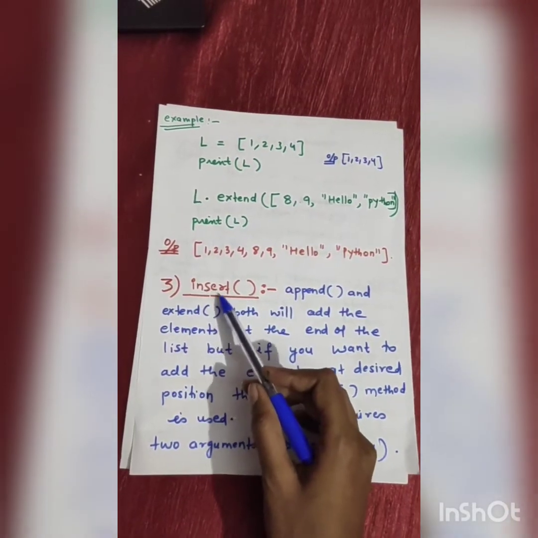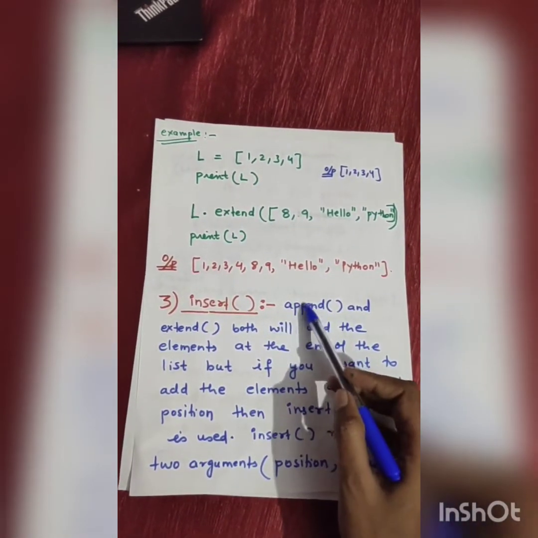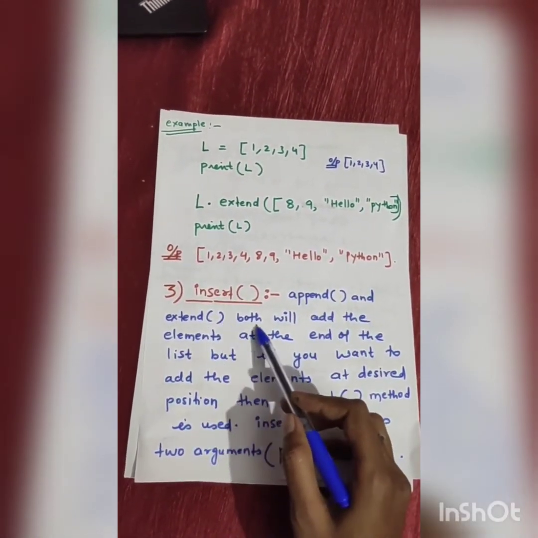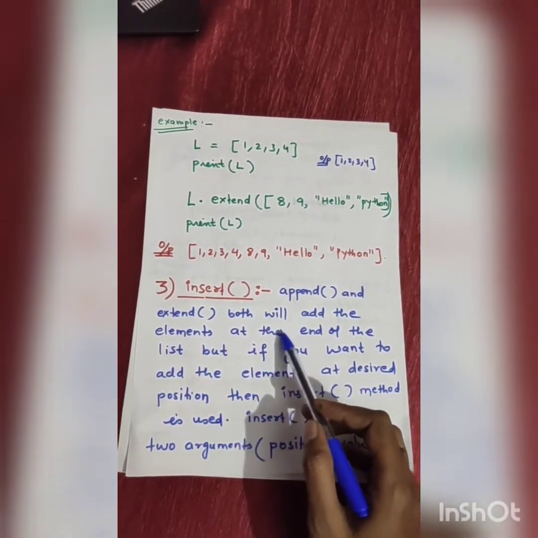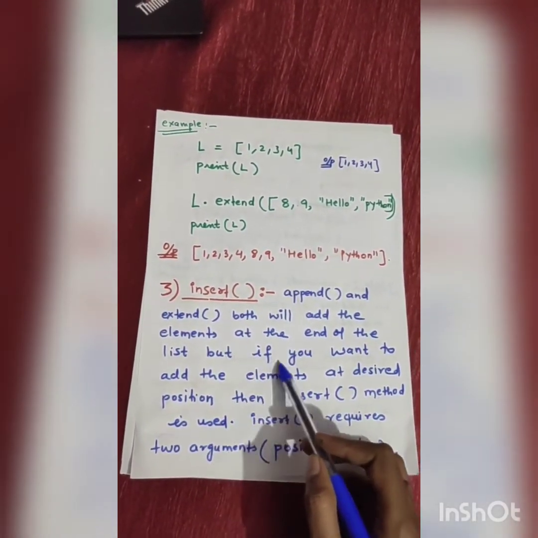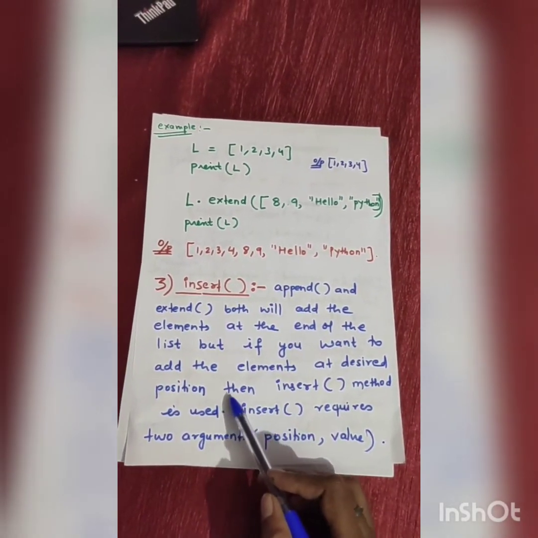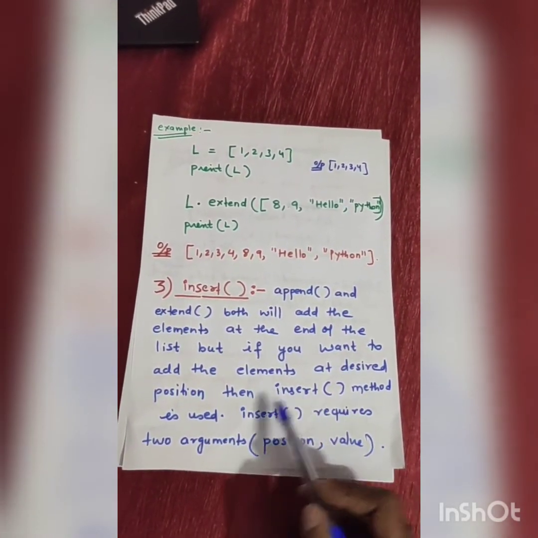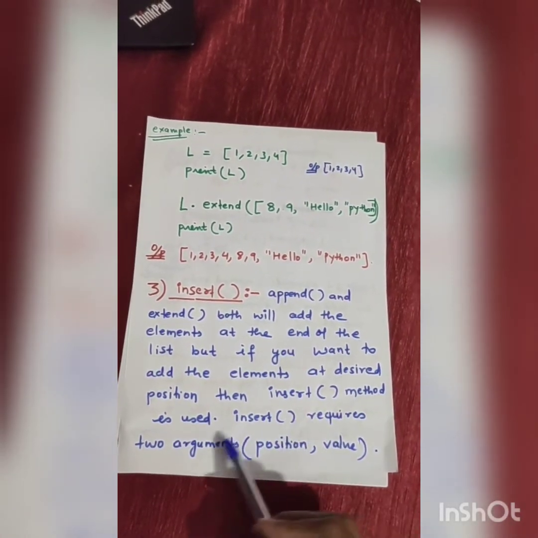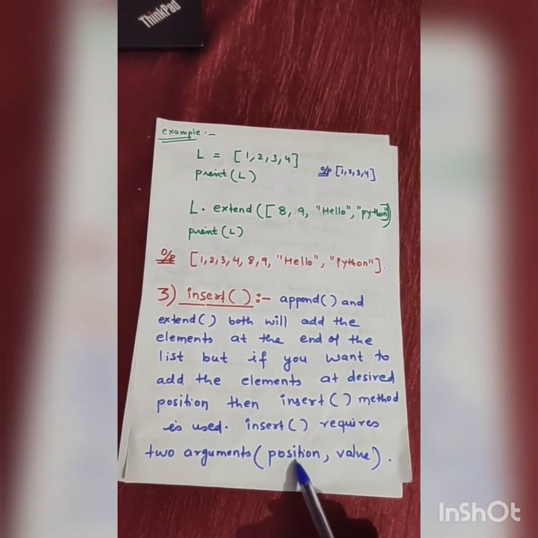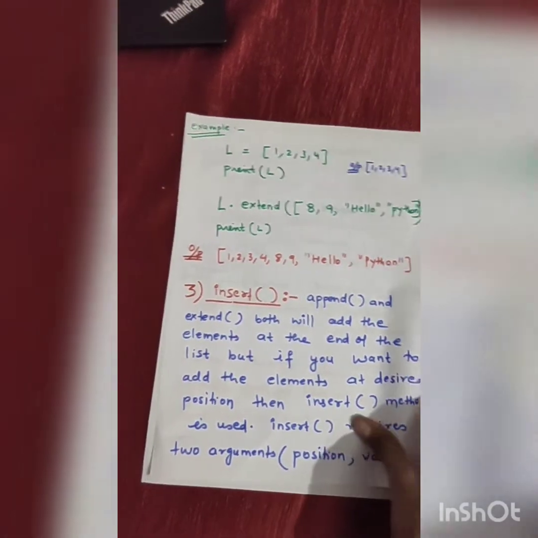And the third is the insert method. The append method and extend method both add the element at the end of the list, but if you want to add the element at a desired position, then the insert method is used. The insert method requires two arguments. The first one is position and the second is value.